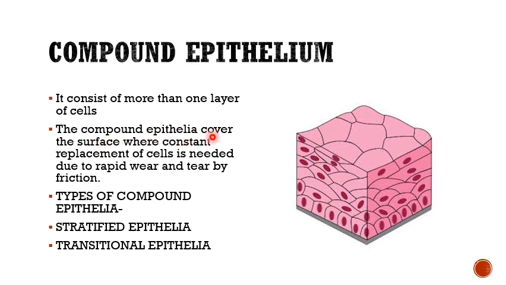Compound epithelia cover the surfaces where constant replacement of cells is needed due to rapid wear and tear by friction. The types are stratified, meaning layered, and transitional epithelia.